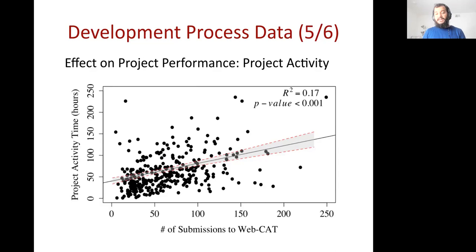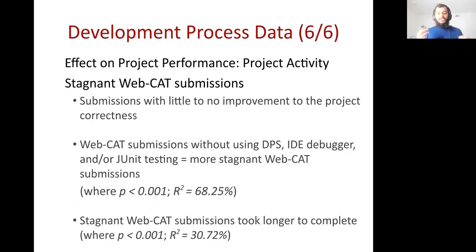We identified a pattern where students make multiple submissions to the WebCat with little to no improvement to the project score. In such cases, students use the WebCat autograder as a way to test their solution code by adopting a trial and error approach. We identified this behavior as stagnant WebCat submission.